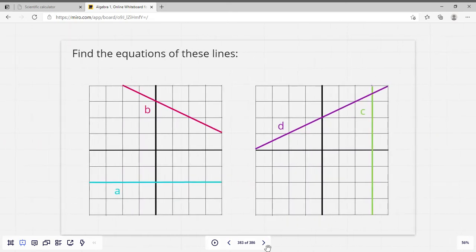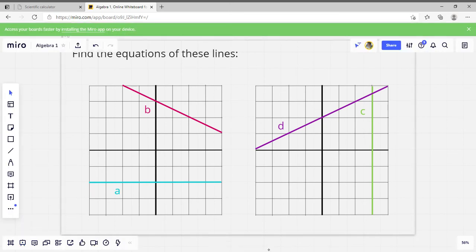Go ahead and pause the video and work the practice problems, and then I'll come back and work them for you. All right, so the first one's A, and for A, this is just a straight line, which is pretty easy. And it is, no matter what x is, y is always going to be negative 3.